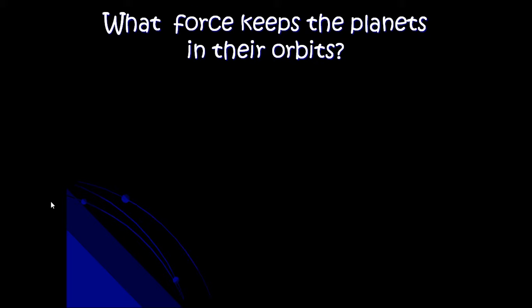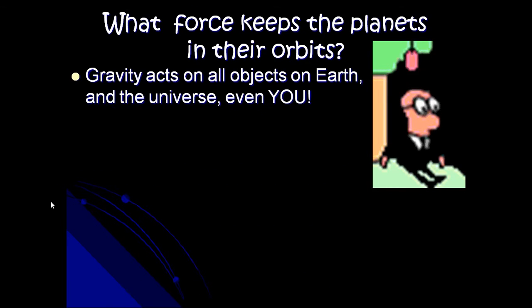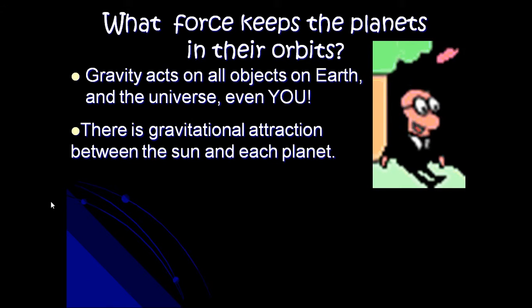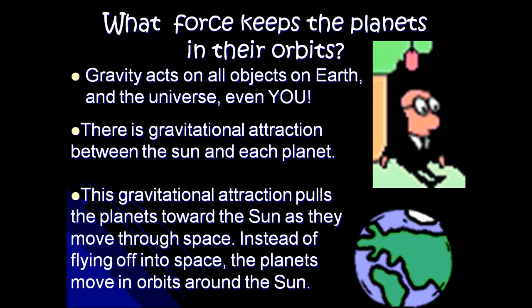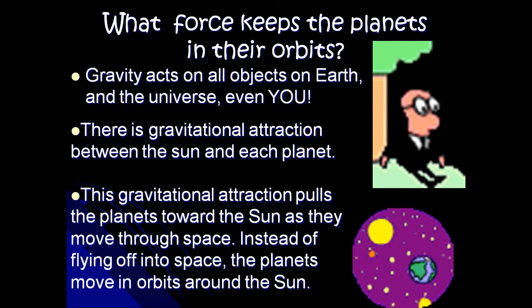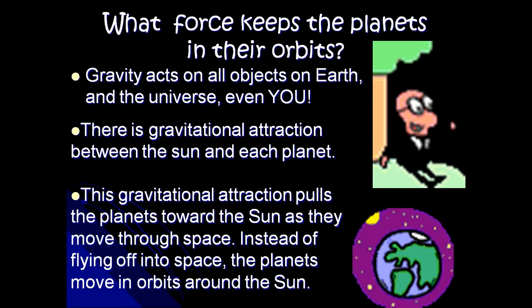So what force keeps the planets in their orbits? Gravity acts on all objects on Earth and the universe and even you. There is gravitational attraction between the sun and each planet. This is why they circle this sun, which is a star. This gravitational attraction pulls the planets toward the sun as they move through space. Instead of flying off into space, the planets move in orbits around the sun.